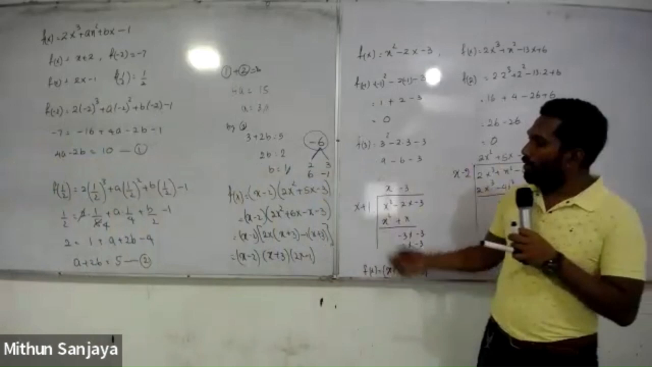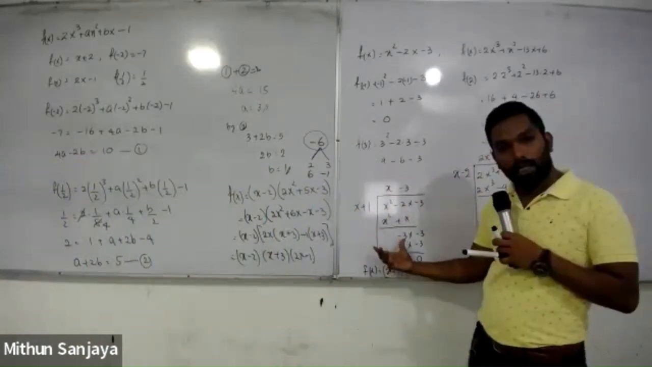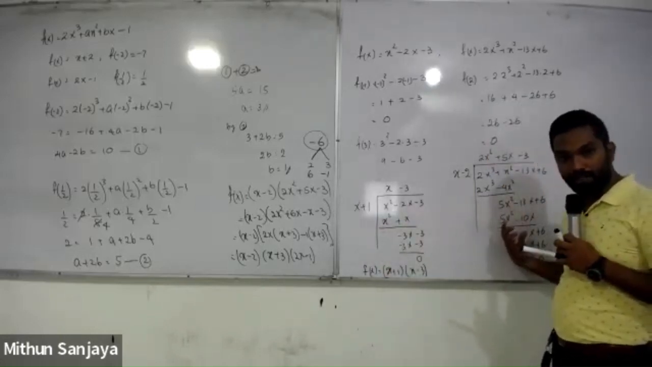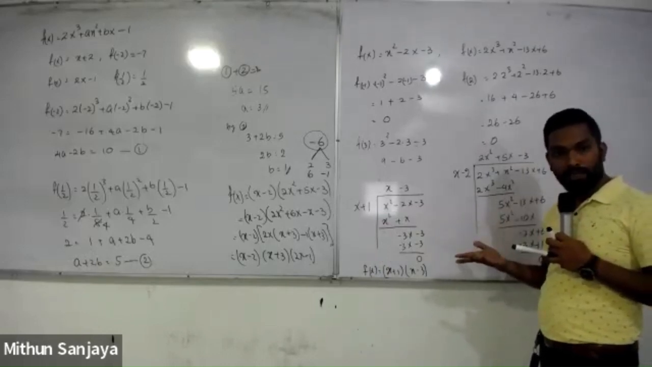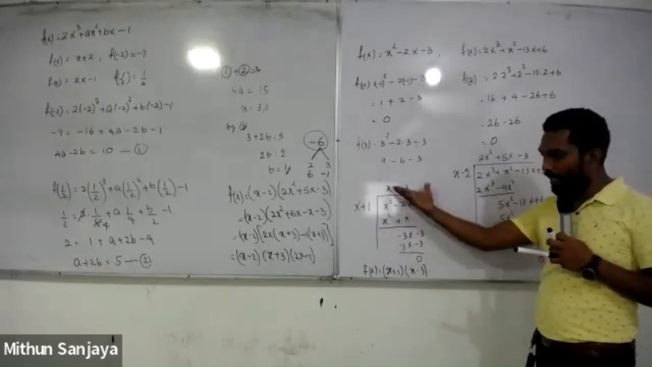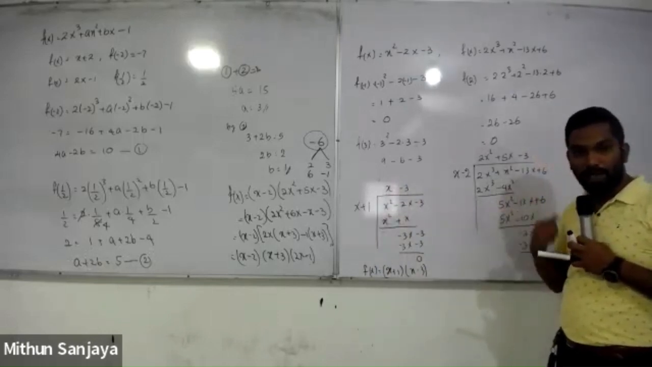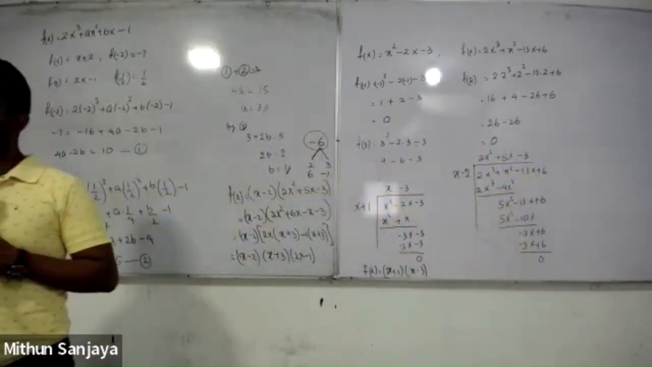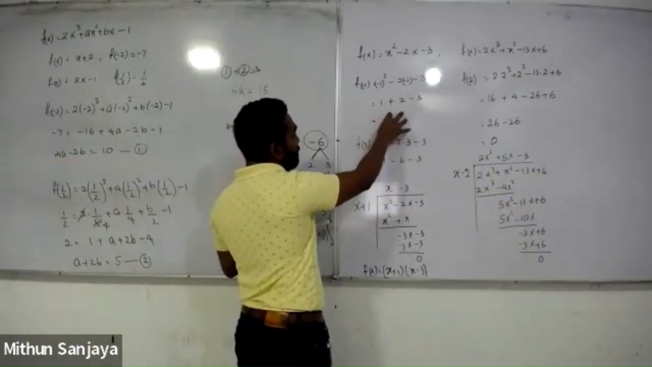Now here we divide by one of the factors, then we can get the other factors using normal factorization. If they have factors, then we can follow the normal factorization.